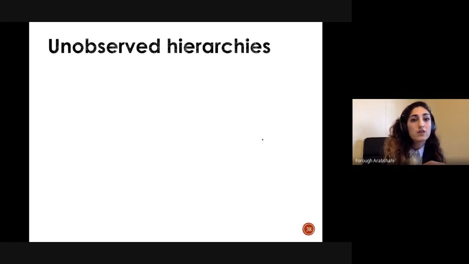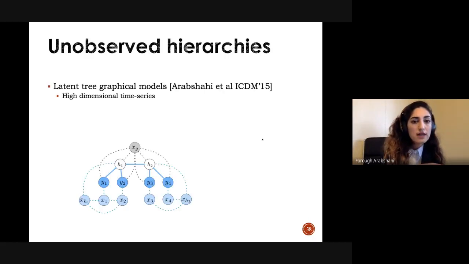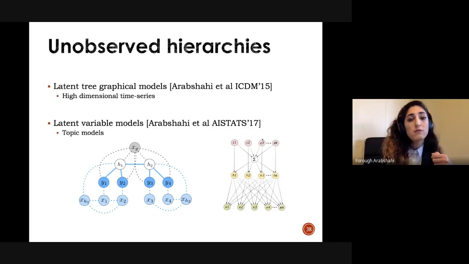So far, I talked about hierarchical structures that are observed in the data. But what if we have hierarchies that are unobserved? In that case, we can use probabilistic graphical models to learn the hierarchical structures in the data. Moreover, sometimes even hierarchical models are better at modeling different problems, for example, in topic models. And in both of these cases, we can use probabilistic graphical models and latent variable models to extract these hierarchical structures that allow us to achieve better performance.